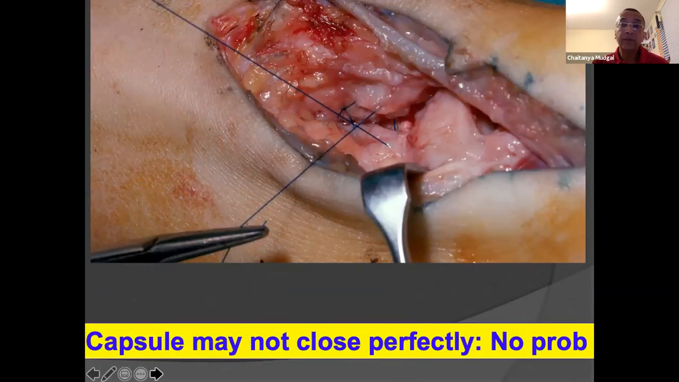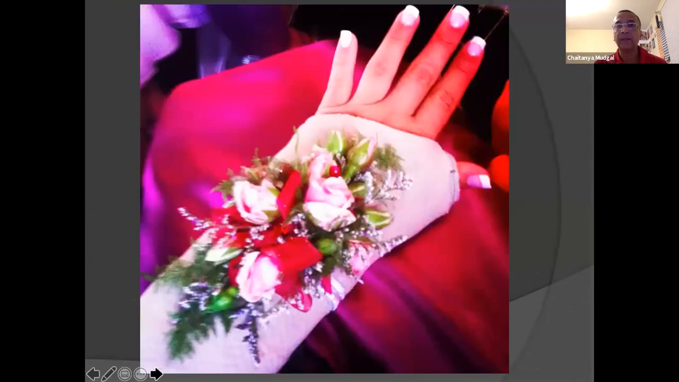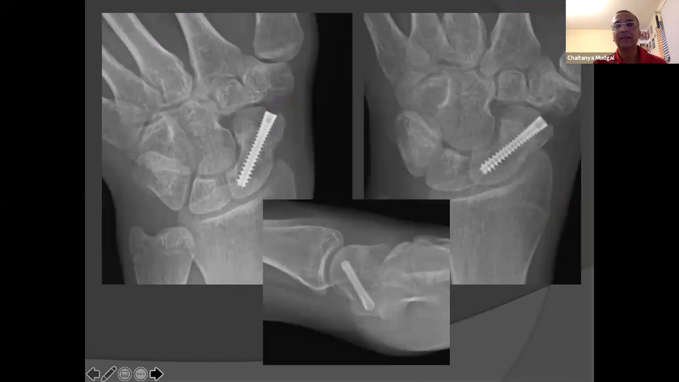Capsular closure may be difficult, and you have to remember that because you restored length of the scaphoid, you restored its dimensions. So your capsular closure may not be perfect. Don't fret about it, because you're going to cast them and it's going to heal with scar formation just fine. I then put them in beautiful casts, and this is just incidental. This young lady had to go for a prom, so she wore this. And they go on to heal in most circumstances very, very uneventfully.